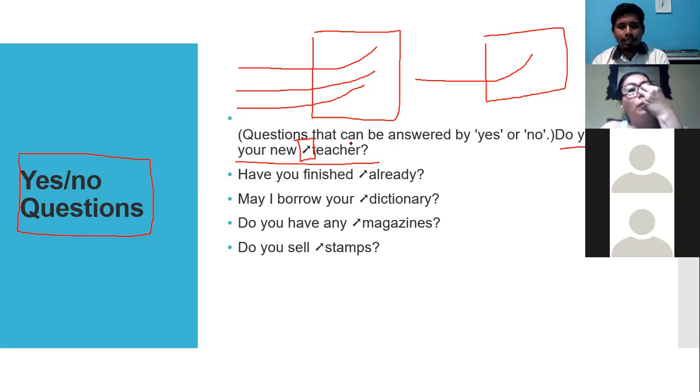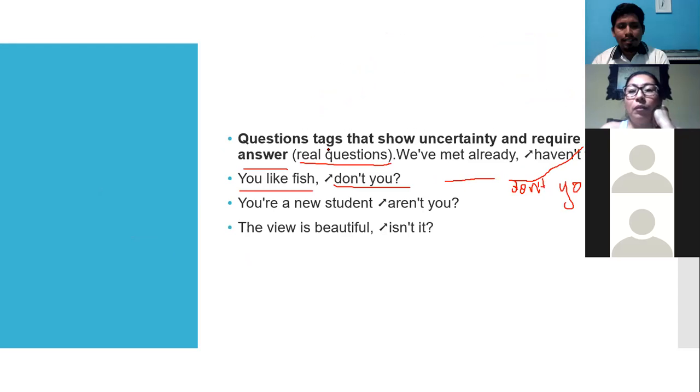For instance, we can say, "Have you finished?" That's rising intonation. "Have you finished already?" If we make an arrow here, we can show it rising. "May I borrow your dictionary? Do you have any magazines? Do you sell stamps?" So if we ask just a question, we are going to use rising intonation. These are questions that show uncertainty and require an answer. Those are called real questions.